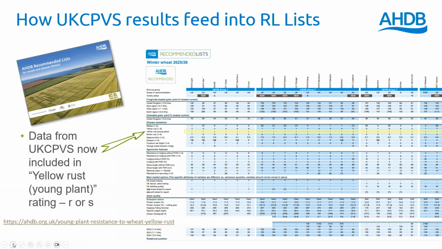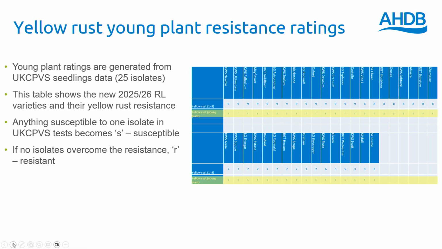So the data from our seedling test you can find in the RL booklet here in the column that I've highlighted in yellow. So it's under the yellow rust young plant data, and that's indicated with the R or S. It's going to go through there. So these are the ratings for 2025-26 with our results from this year. So anything with an S is susceptible, anything with R resistant.